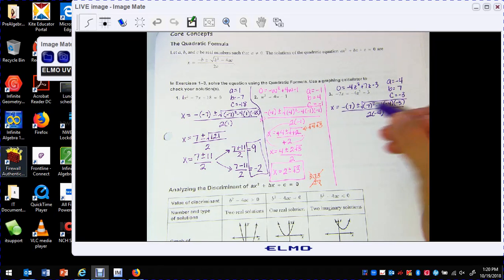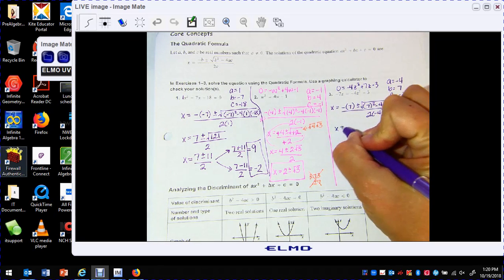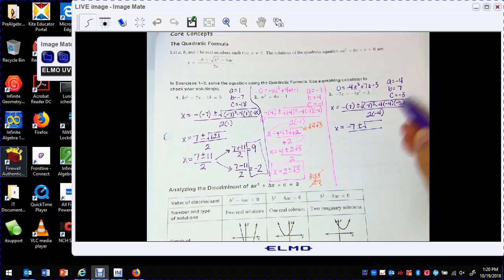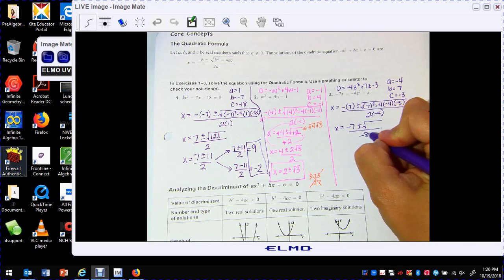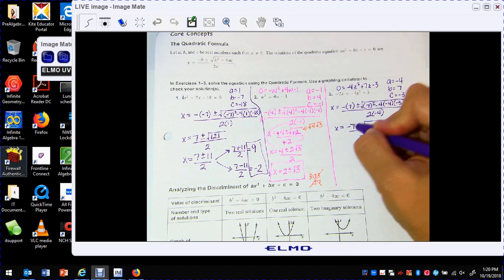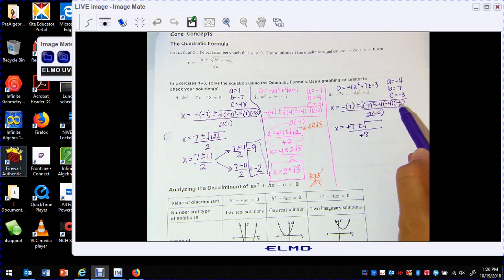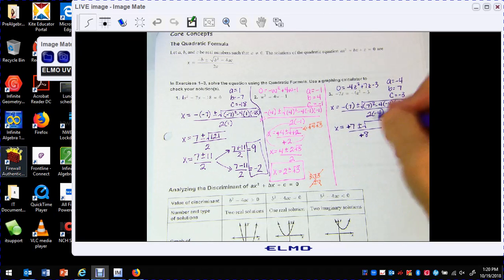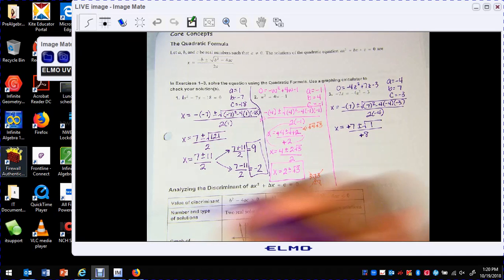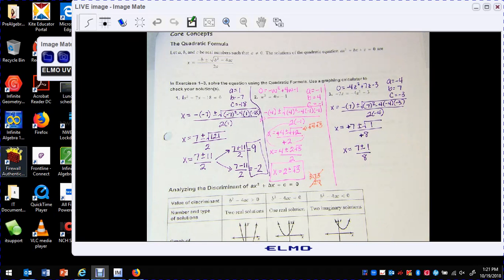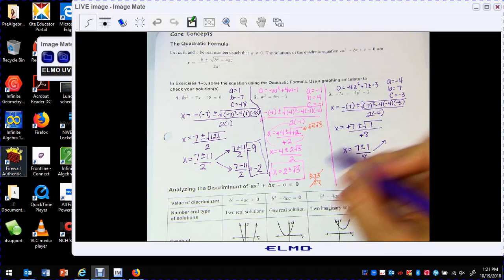Okay, so this simplifies. It's negative 7 plus or minus some square root. Then on the bottom, I'm going to get negative 8. Again, I have a negative over negative. These become positive. I type everything into my calculator. I have the square root of 1. Okay, I can take the square root of 1. That is actually a nice, pretty number. It's 1.